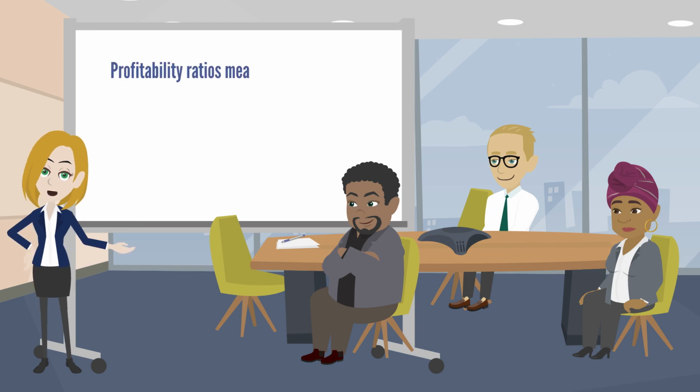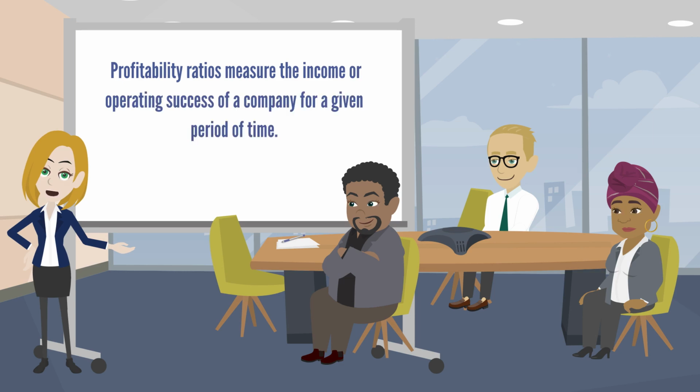Profitability ratios measure the income or operating success of a company for a given period of time. Both creditors and investors are interested in evaluating profitability. Profitability is frequently used as the ultimate test of management's operating effectiveness.